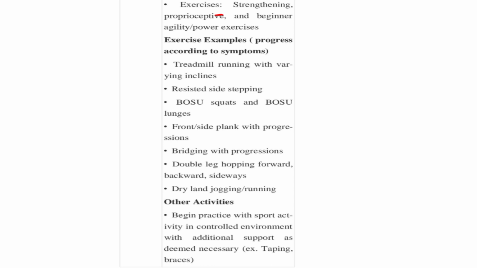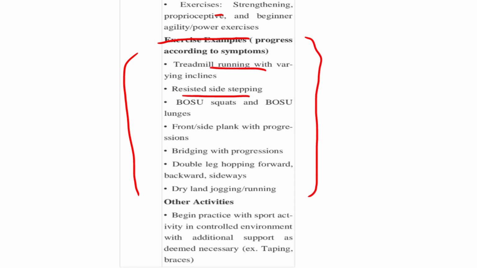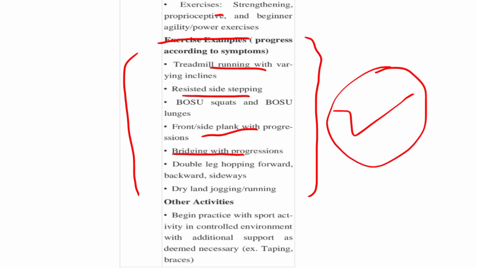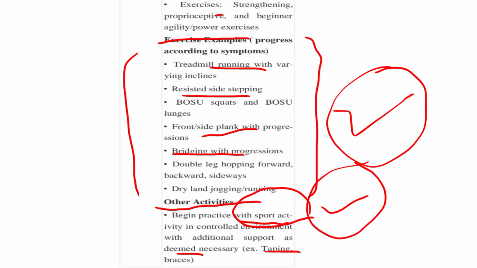The exercises we do are strengthening, proprioceptive, agility and power exercises. Other examples are treadmill, resisted side stepping, plank, and bridging with progression. We do exercises in progressions according to the patient's condition. Some other activities we also include are taping and bracing. With the help of taping and bracing, we begin sport specific practice; if the patient is an athlete, we can go for sport specific activities.